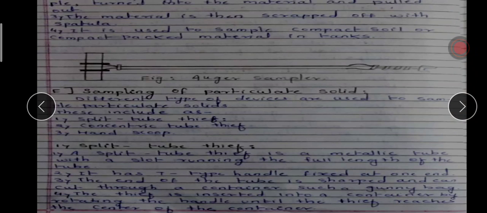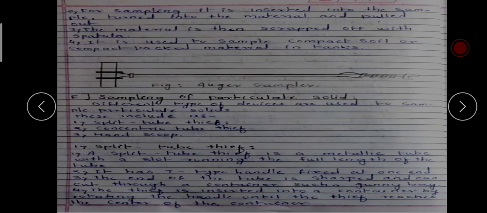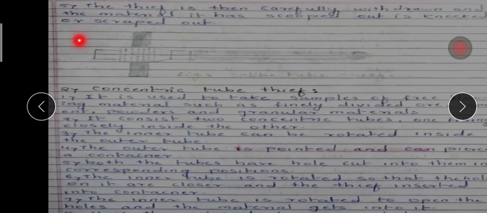The tip is inserted into a container by rotating the handle until the tip reaches the center of the container. The tip is then carefully withdrawn and the material it has scooped out is knocked or scraped out. You can see this is the sampling of the particulate solid using the split tube thief. See the diagram already drawn here.